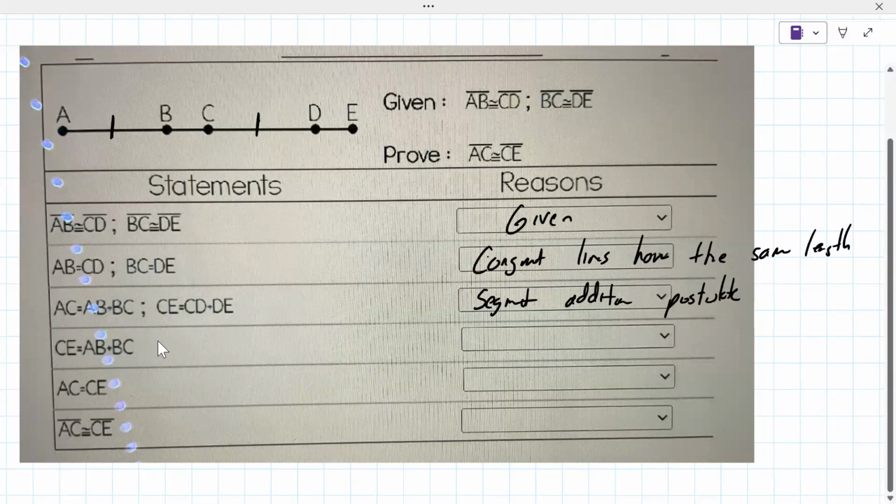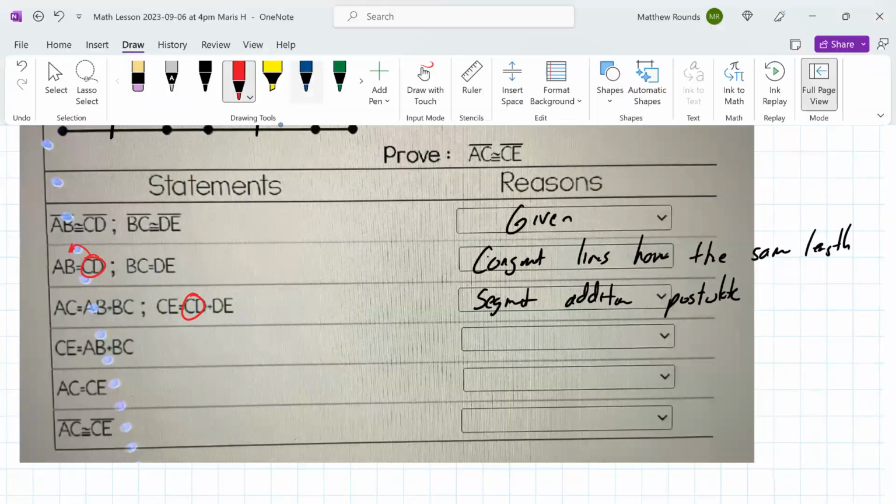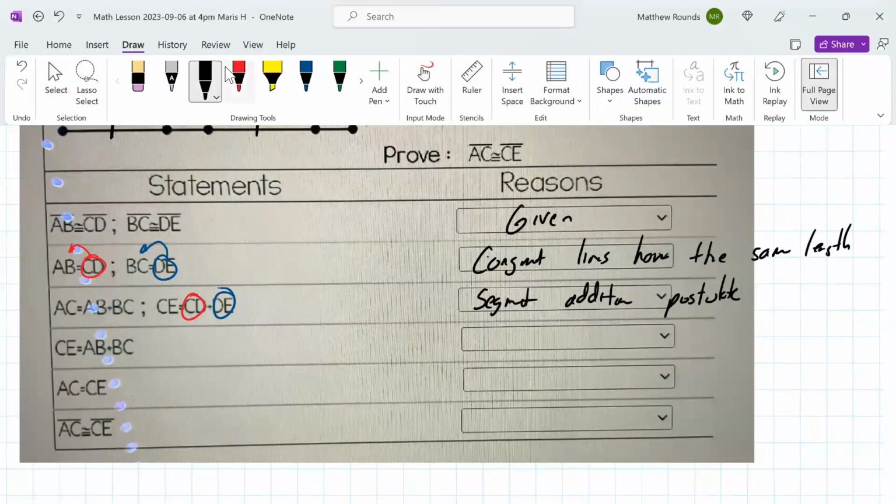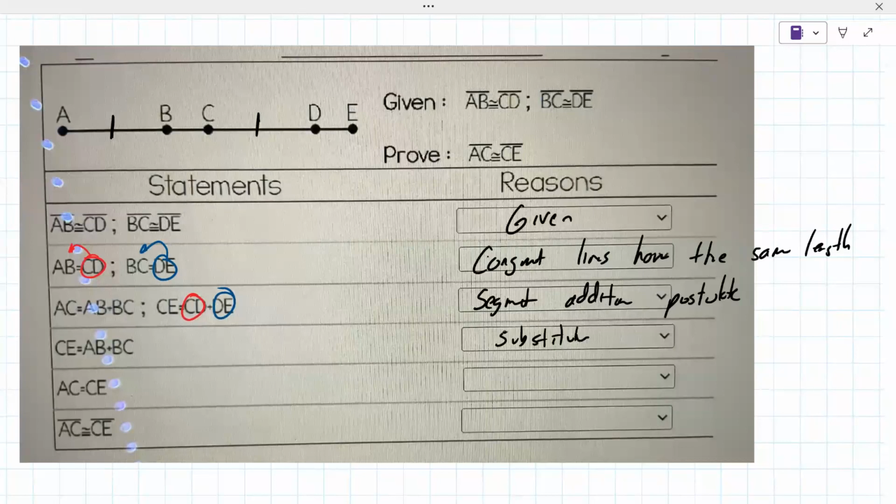So CE is now equal to AB plus BC. And you're like, where did that come from? You gotta decide, is it from the previous line or is something else going on? Well, CE was CD plus DE, but now it's AB plus BC. How can that be? It's because of the previous line. CD, let me color code it here, CD is really AB and DE is really BC. That's where those come from in the next line. They're replacing it here. So to me, that's substitution. Is that a possibility? Yeah, substitution property.